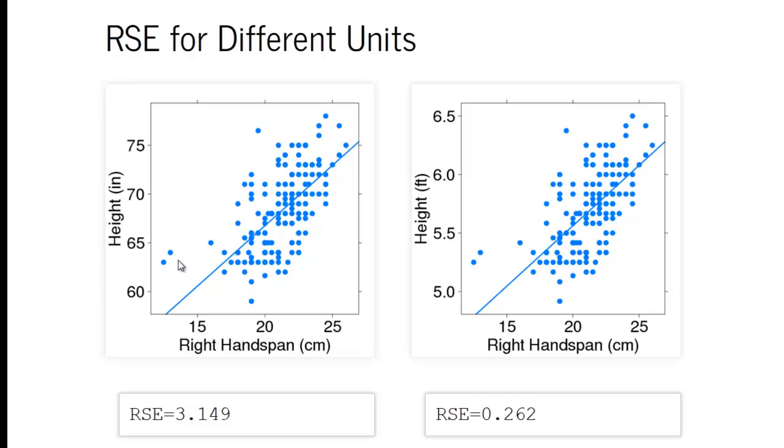In the scatter plot on the left, since height is measured in inches, each of the residuals is going to have a higher magnitude than the corresponding residual will have over here where height is measured in feet. These higher magnitudes are going to cause the residual standard error, the standard deviation of the residuals, to also be higher. For this reason, residual standard error is not the best measure of variation between two numerical variables.